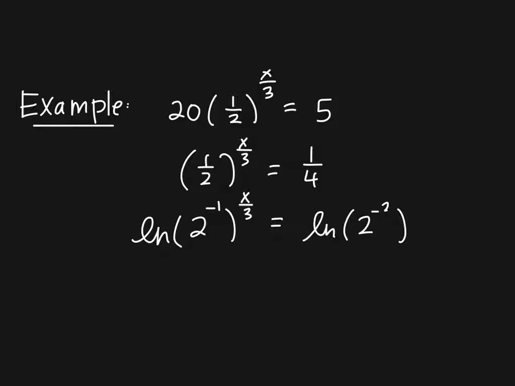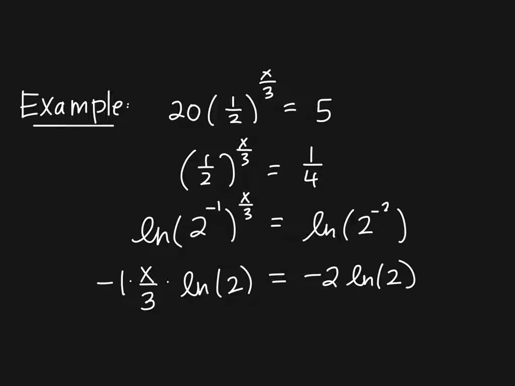So what can we kick to the front on the right-hand side? Negative 2. What can we kick to the front on the left-hand side? The negative 1 and the x over 3. So it's negative 1 times x over 3 times ln 2. I can kick both those to the front. And remember, now my job is just to get x alone.